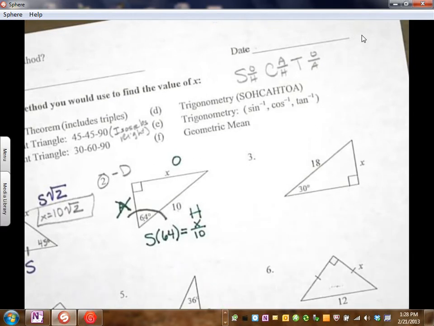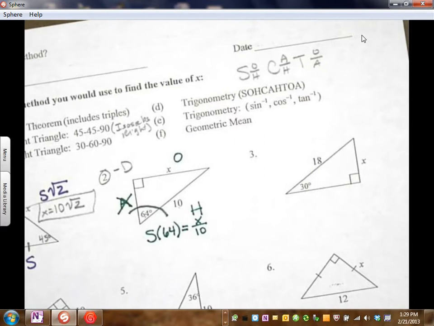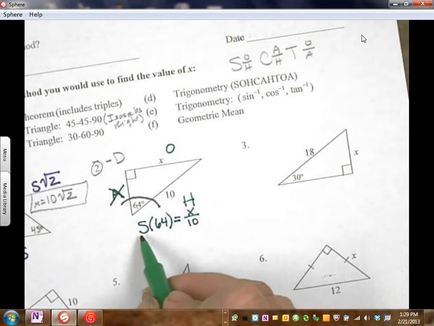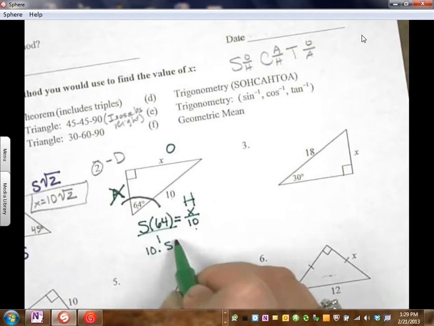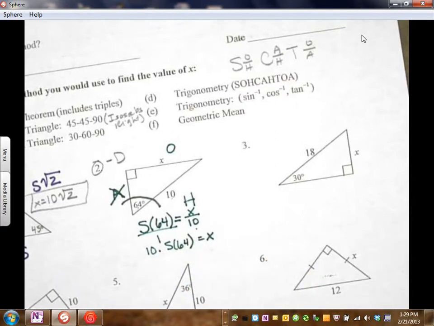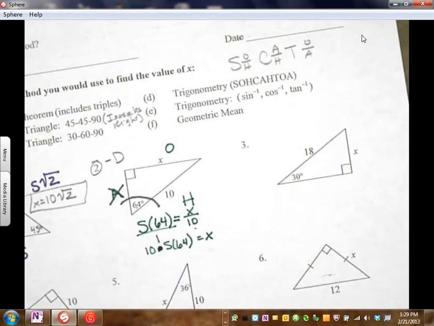And I feel pretty confident at this point you guys can solve that, but I'm going to walk you through one of these trig functions of each type on this page. So here, we cross multiply, so I'm going to have 10 times the sine of 64 equals x. Now it's okay if you like what we call the Hannah method, you can change that sine of 64 into the decimal that this represents. Remember, that represents a number. Sine of 64 is a number.